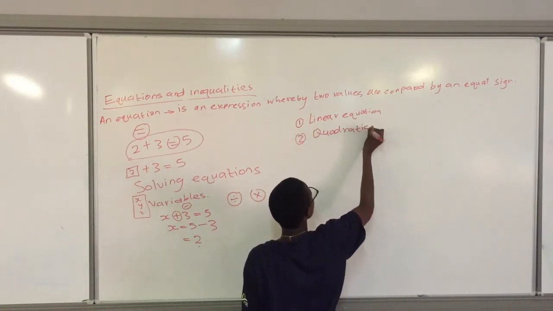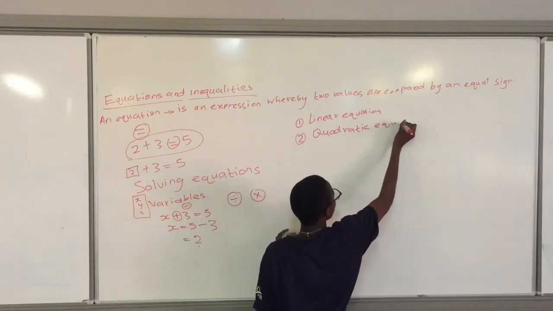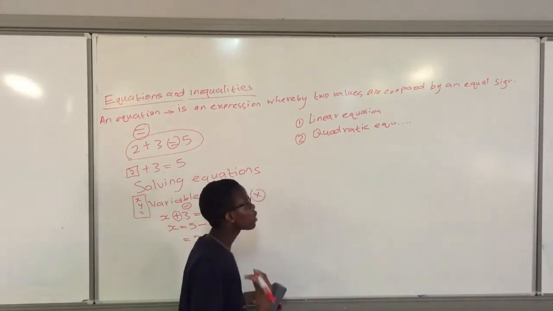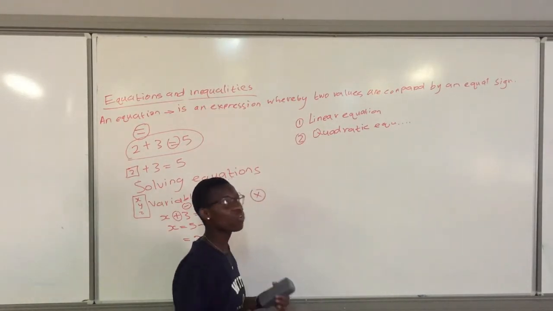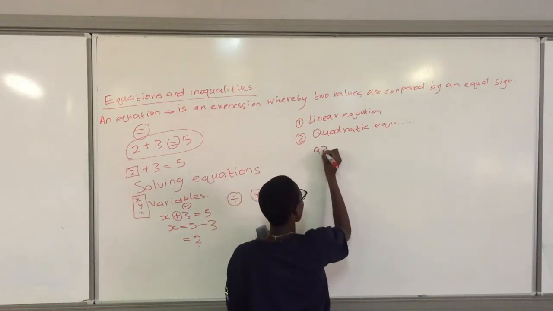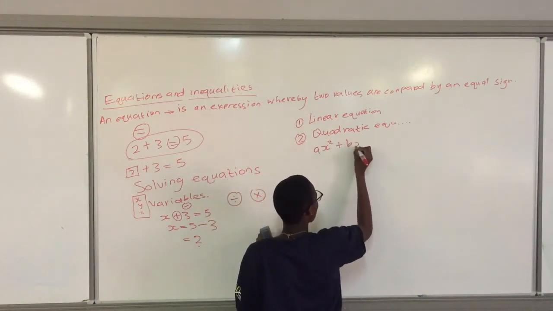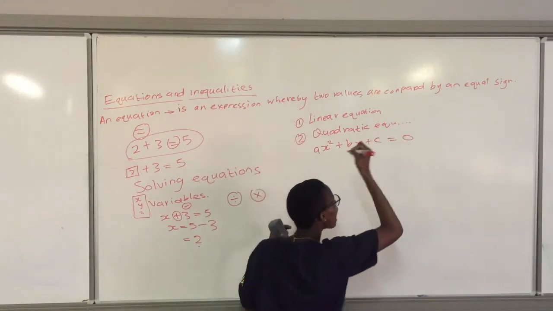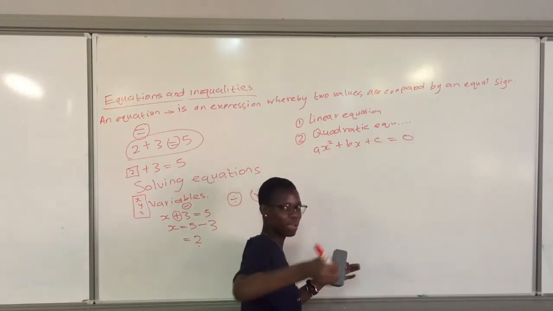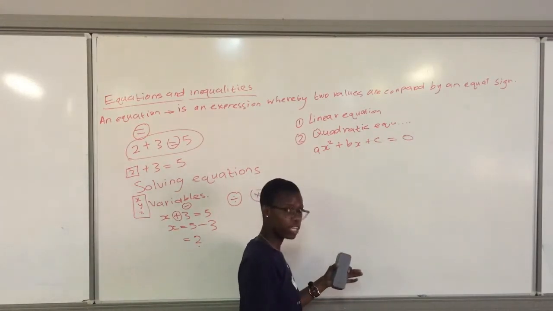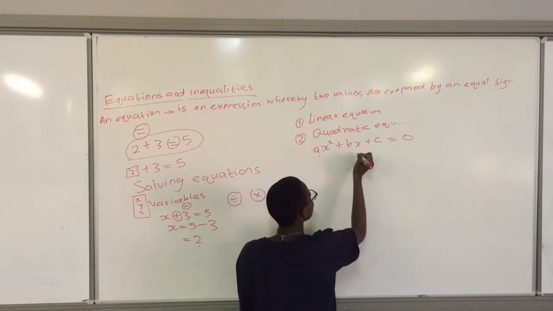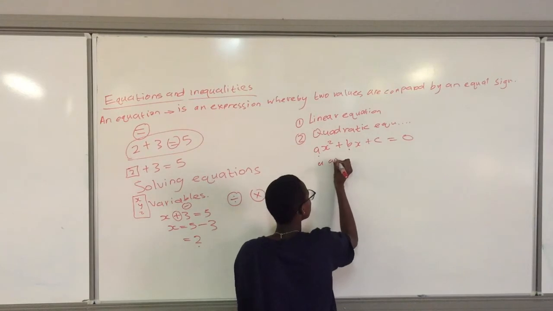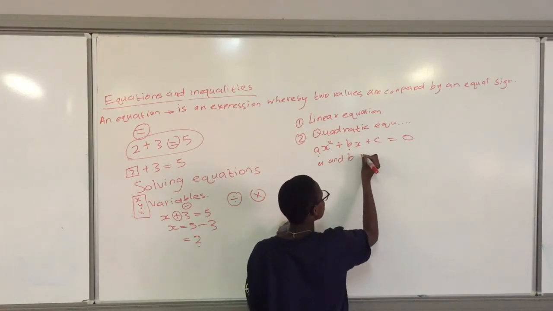Quadratic equations. When we deal with quadratic equations, the general formula is ax squared plus bx plus c equals 0. This is an equation. Remember the equal sign has to remind you of equations. A and B are coefficients.